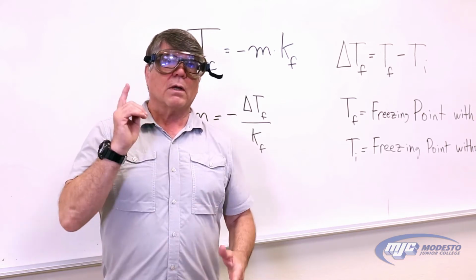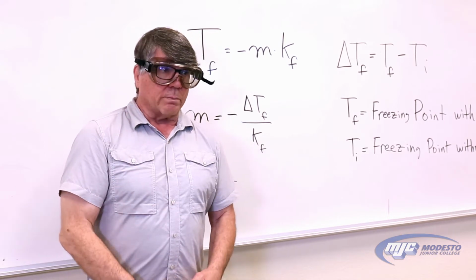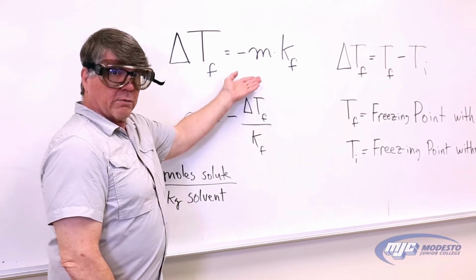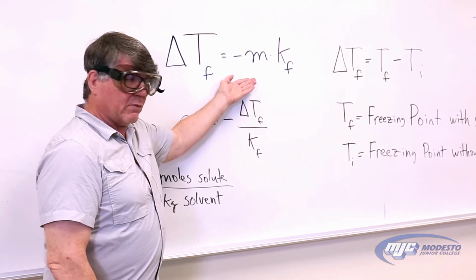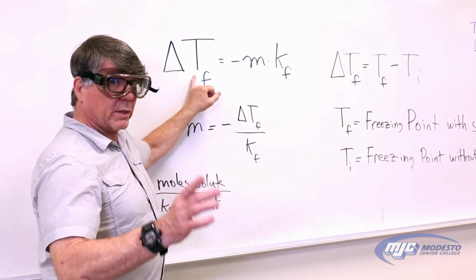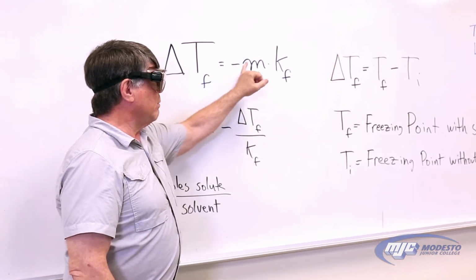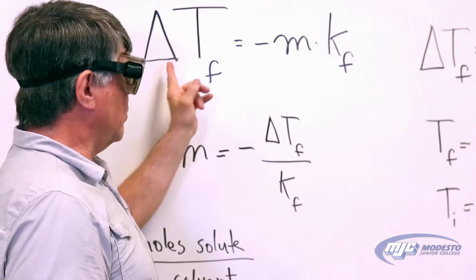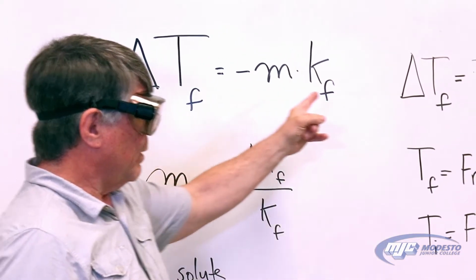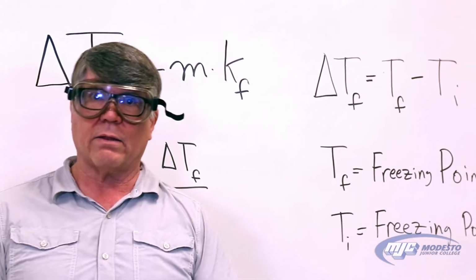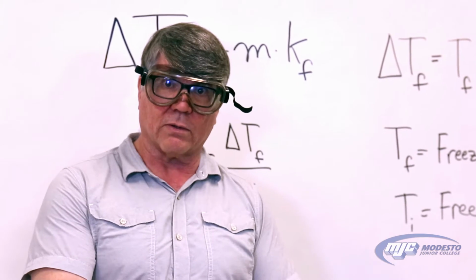So what we're going to do is use the freezing point depression equation. That's this guy right here. And what it says is this: the delta TF, that means the change in the freezing point, I'll explain that in just a second, is equal to negative m Kf. I'm going to tell you what each of these terms means. So the delta TF is this. It's the change in the freezing point when you add that solute to the solvent.